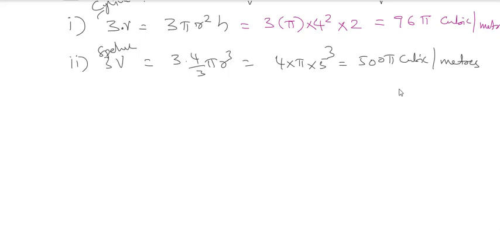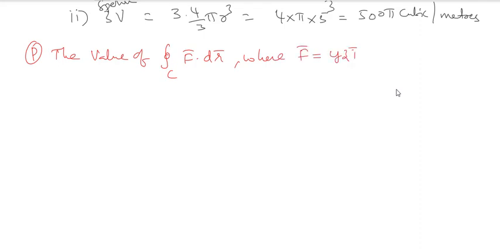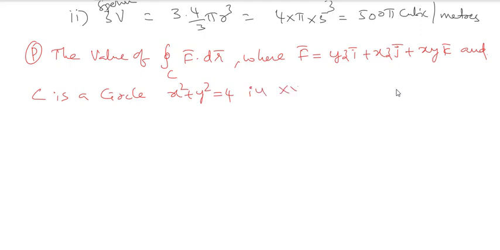Next. Next problem: the value of the closed integral over C of f bar dot dr bar, where f bar is equivalent to yz i bar plus xz j bar plus xy k bar, and C is a circle x square plus y square is equivalent to 4 in the xy plane. This is the question.